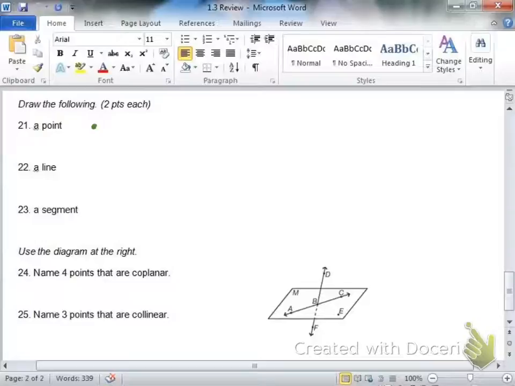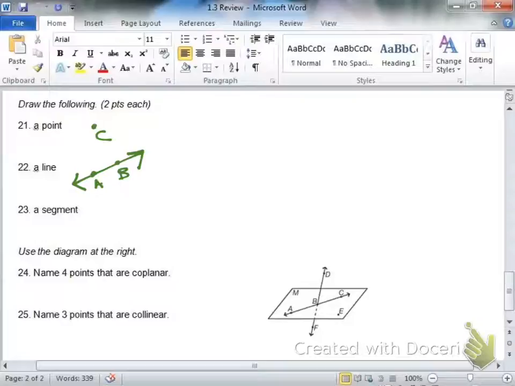All right, a line. What's a line look like? Straight line, and what does it have? Arrows on the end. If you want to put 2 points on there, you can, but you don't have to. I mean, it's up to you, but I'll put them on there. I'll put one up here too.